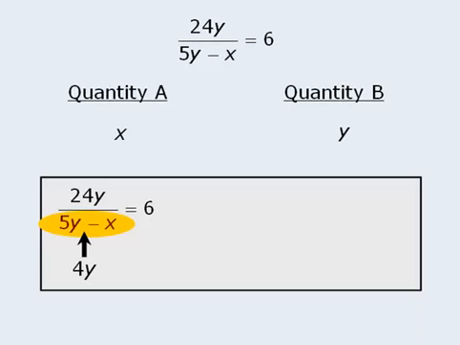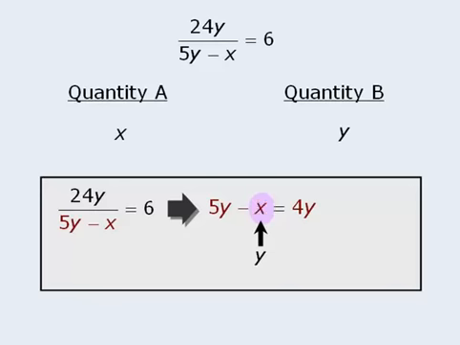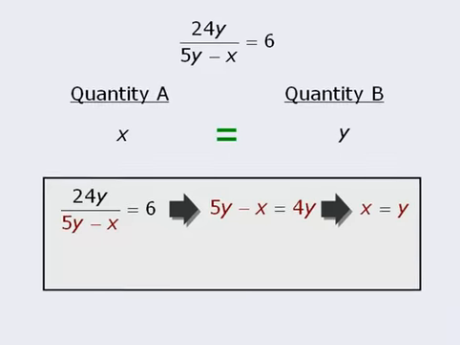In other words, the denominator, 5y minus x, must equal 4y. So we can take the denominator and set it equal to 4y. At this point, notice that we have 5y minus something equals 4y. Well, if 5y minus something equals 4y, then that something must equal y. In other words, x here must equal y. Now that we've shown that x equals y, we can see that quantity A and quantity B must be equal, which means the correct answer here is C.